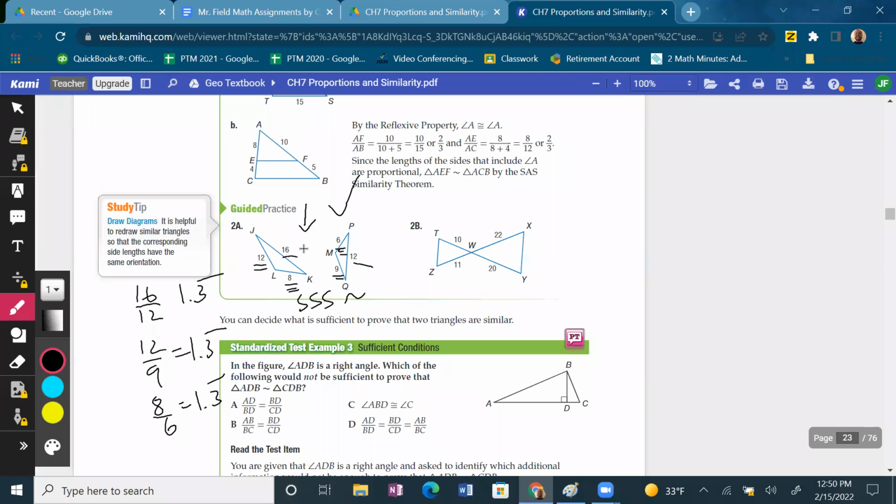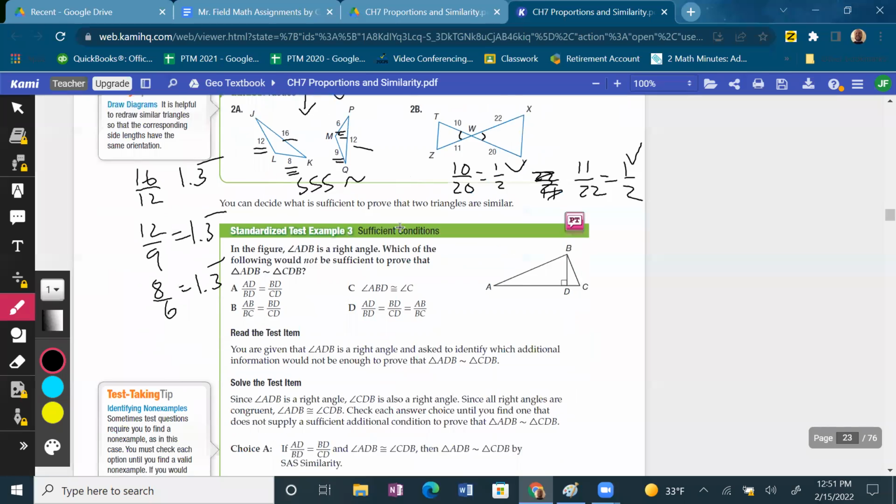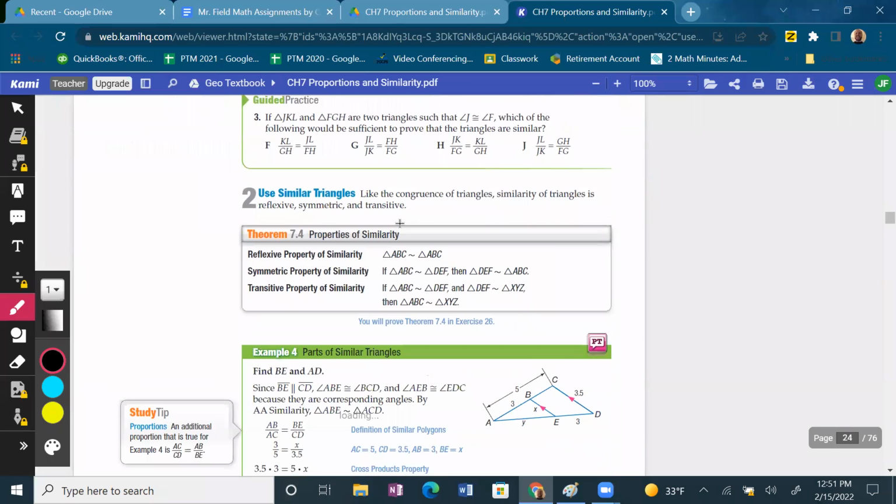And then of course this one we can see the vertical angles there. And we can do 10 over 20, and we can do 11 over 22. And we can see that they are both 1/2. We have two corresponding side ratios that are equal, both 1/2, and we have the angle in between them that is congruent. So those are similar by side-angle-side similarity.